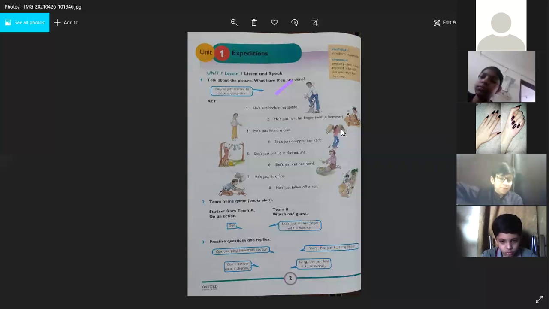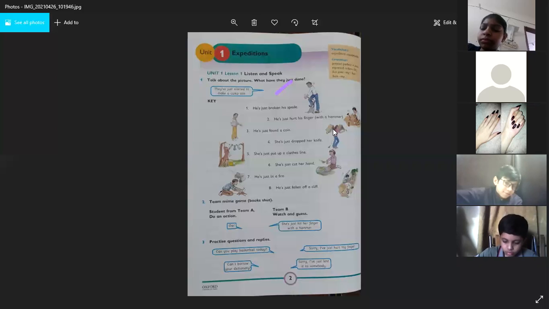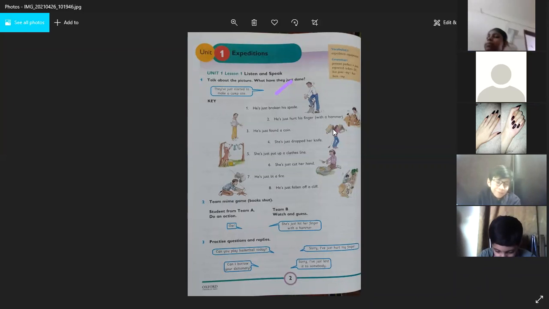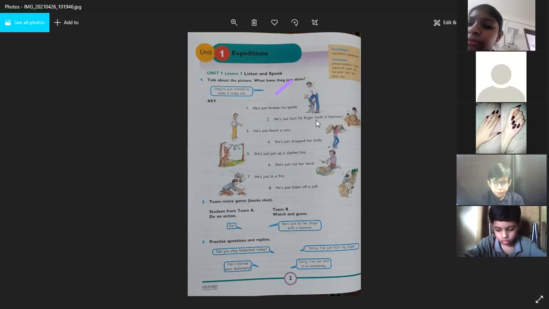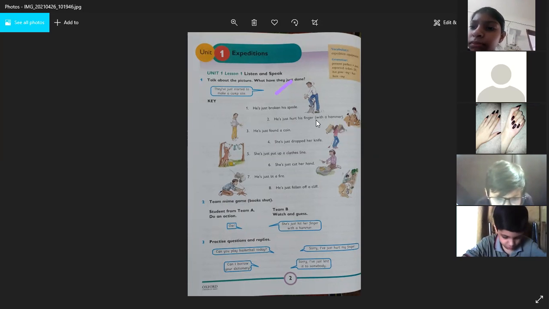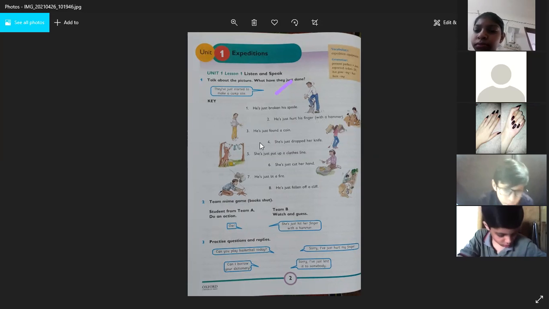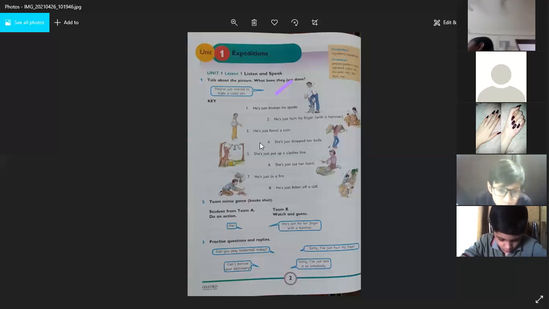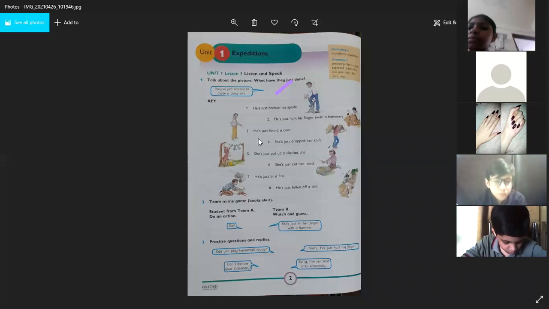Now look at this picture number two. What he is doing? He has just hurt his finger with a hammer. He's using a hammer and he has just hurt his finger with a hammer. Look at this picture number three. You have to do nothing with it. You just have to listen and speak. So don't get confused what teacher is saying. I'm just reading these sentences, which are just for your practice to listen and to speak.